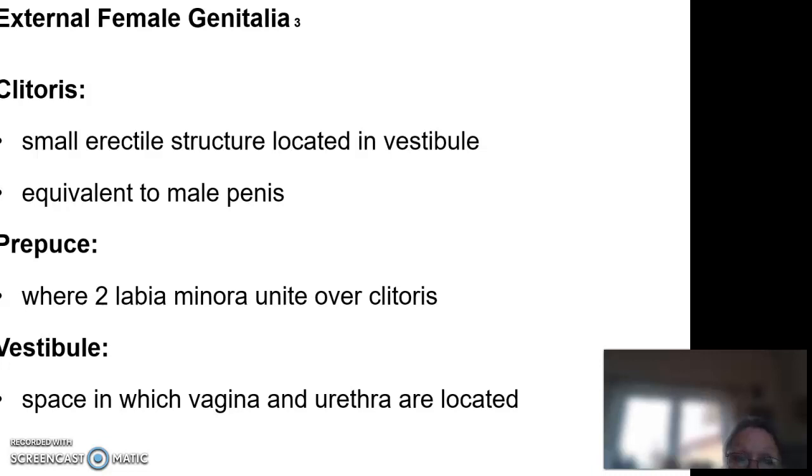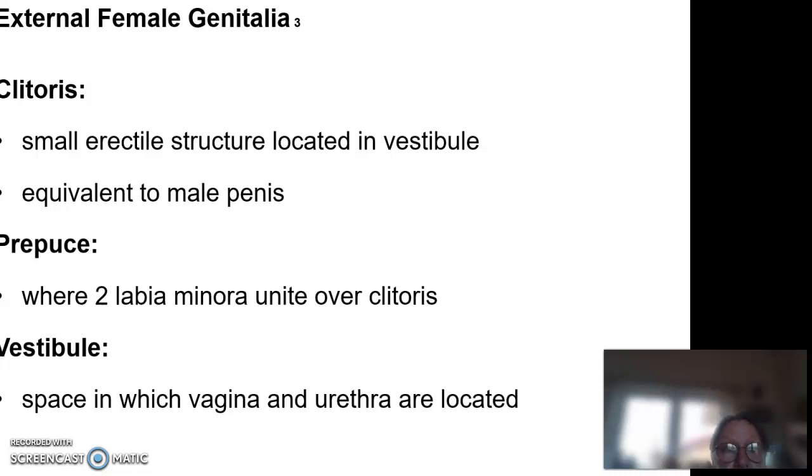Then there is the clitoris. It's a small erectile structure, equivalent to the male penis. The prepuce is where the two labia minora unite over the clitoris, and it provides protection. And the vestibule is the space in which the vagina and the urethra are located.